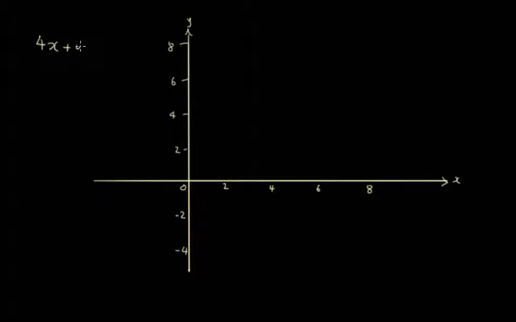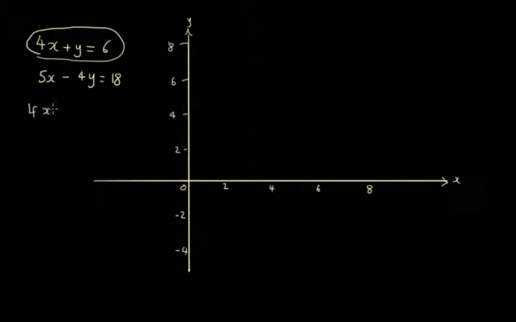4x plus y equals 6 and 5x minus 4y equals 18. So let's consider this equation first. So if x equals 0, y is going to be 6. So we're just thinking of some easy points on this line that we can plot. So that would give us a point of 0, 6.